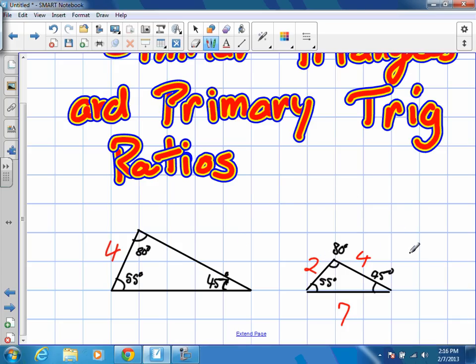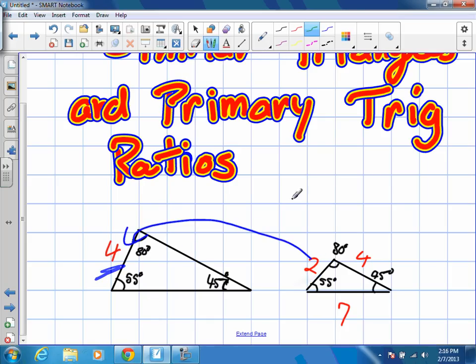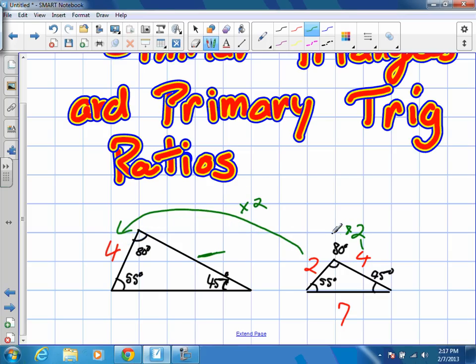So let's say I have this triangle, and they want me to solve for this unknown side and this unknown side. Well, what I'm going to need to do is figure out what number to multiply or divide by to get to 4. So what would I multiply 2 by to get to 4? That's right. So, since we know that's the case, in order to find out this side, I need to multiply 4 by 2. And that will give us what? 8. So this side will have a measurement of 8.